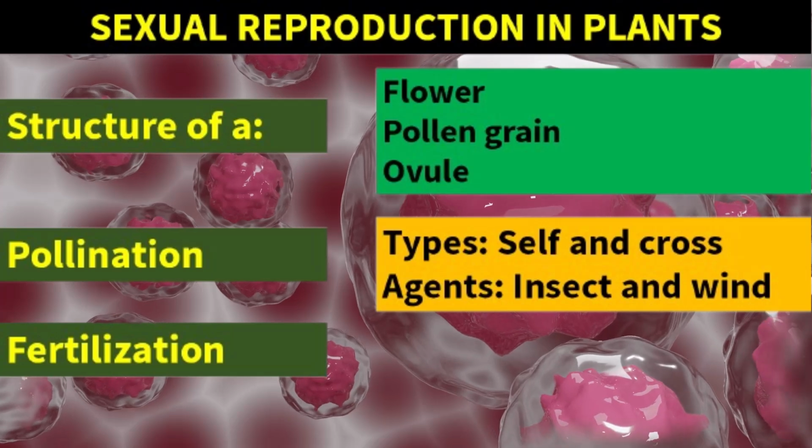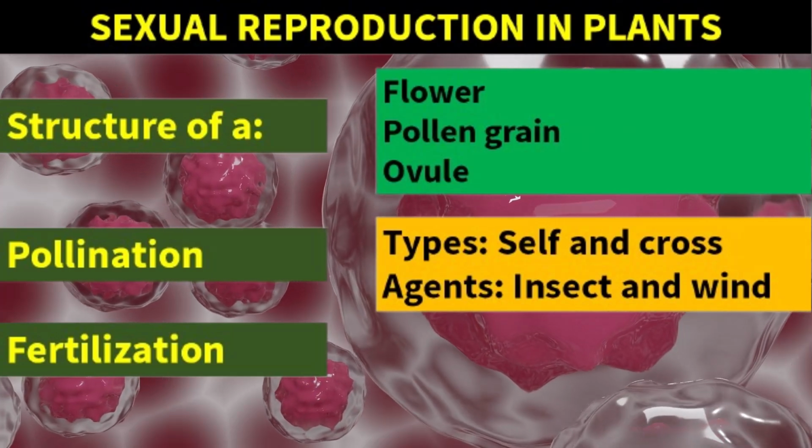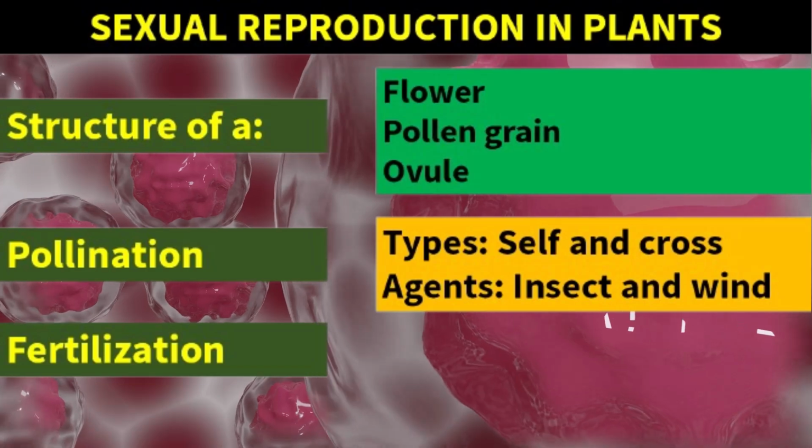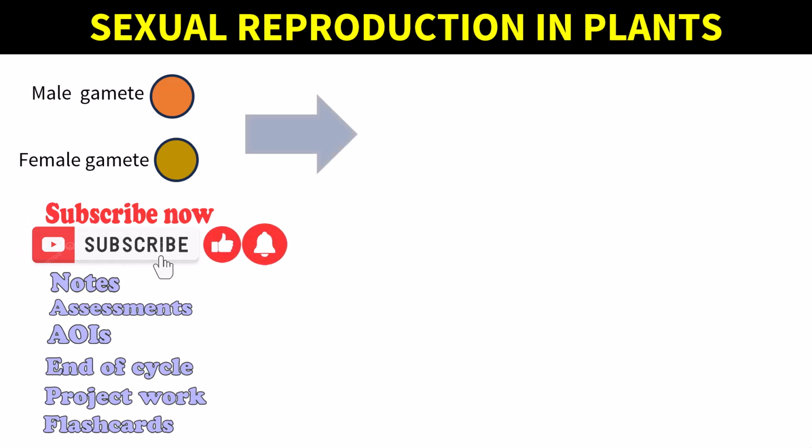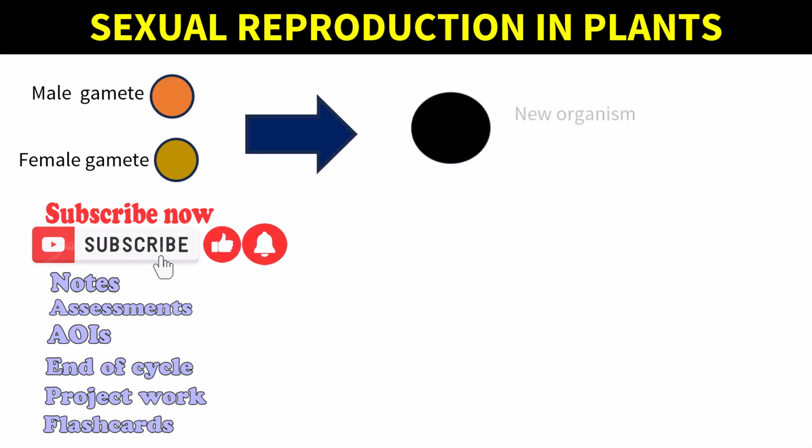Welcome to Hands-On Biology. We are diving into sexual reproduction in plants. This is a biological process in which offspring are produced by the fusion of male and female gametes, sex cells. It involves genetic recombination, resulting in offspring that are genetically different from their parents.